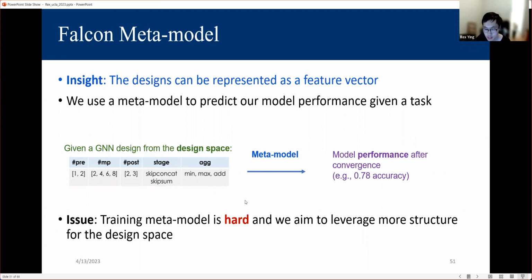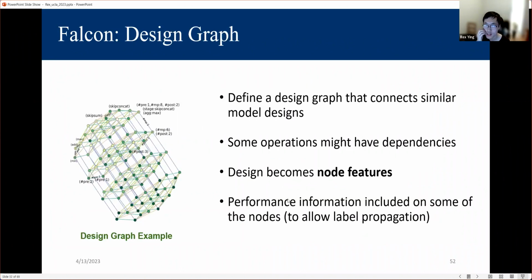But this is not very easy to do, because first of all, the dataset is extremely small. As I mentioned, each run is expensive, because we need to retrain the model. And secondly, we also aim to leverage more structure between these designs and draw correlations between them to help with this model prediction, right? So that's why we come up with this experiment on design graphs.